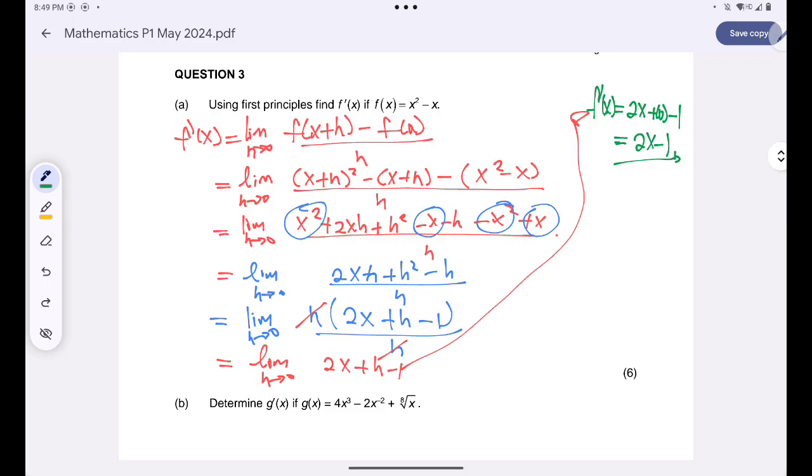Are you together? So whenever I derive this thing by using the first principle, I'll come to this answer.